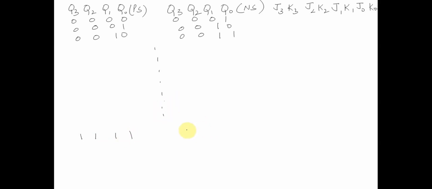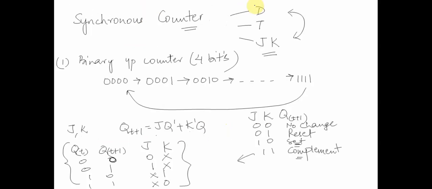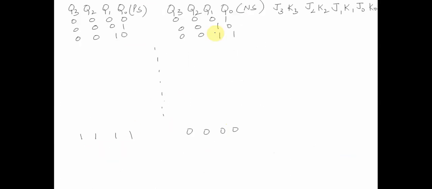And we will go to the next state of 0, 0, 0, 0. Now we know the present state, which is Qt. We know the next state, which is Qt plus 1. We know the excitation table of the J and K flip-flop, right? What we can do is add values over here.